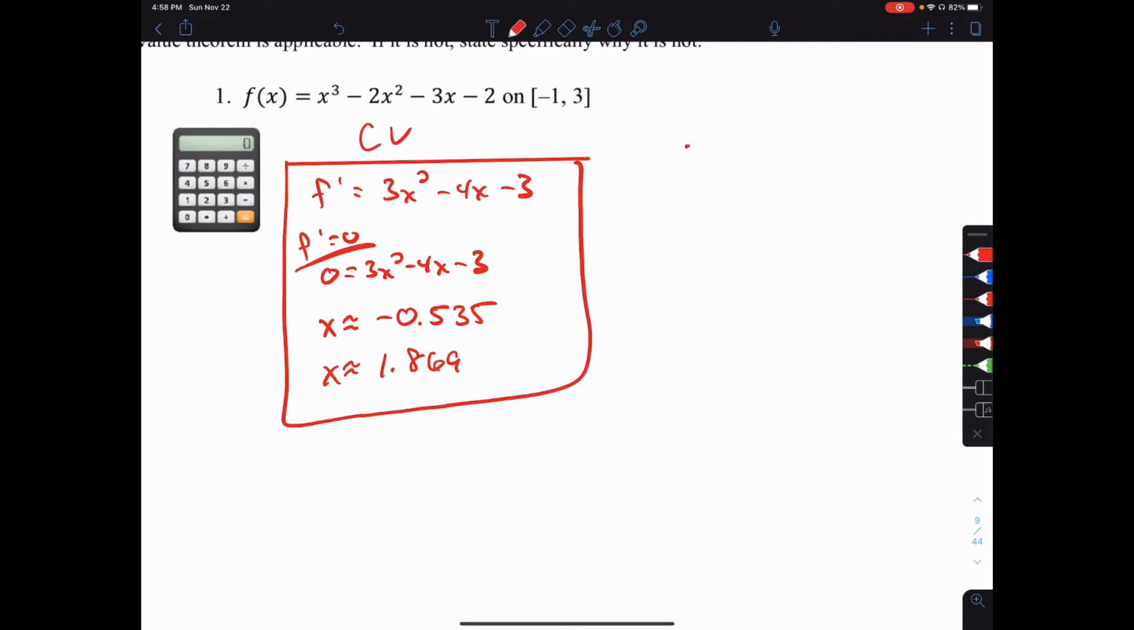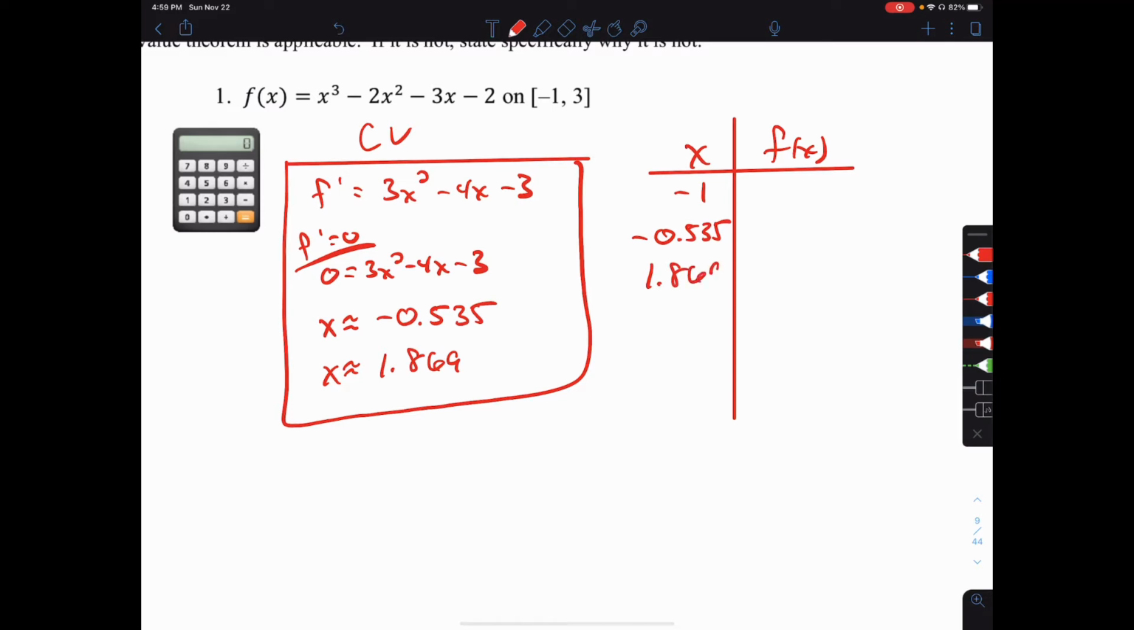So we make a table, x and f of x. Notice that's the original function, f of x. So we got negative 1, negative 0.535, positive 1.869, and 3. Those are the only candidates that we can choose to give us the extreme values we are looking for. Once again, this says use a calculator.